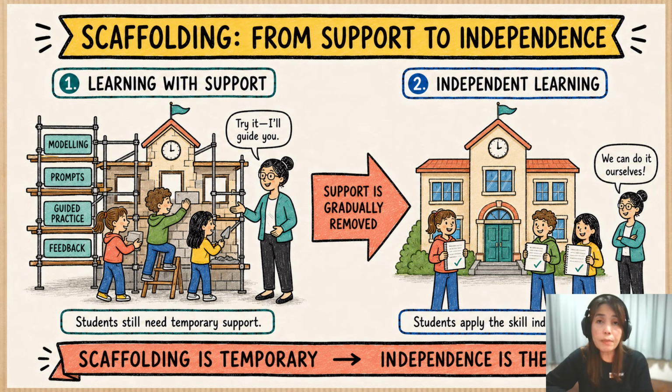The key principle is this: scaffolding is temporary, but independence is the goal. If we remove support too early, pupils may struggle. If we never remove it, pupils may become dependent. Effective teaching requires us to notice when to provide, to reduce, and briefly restore that support.